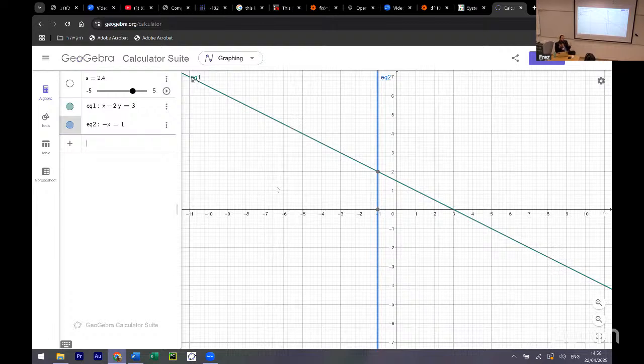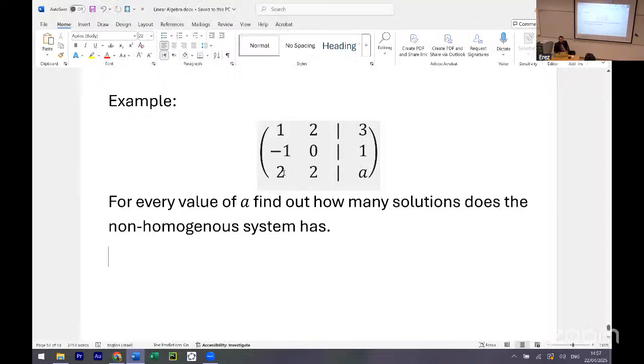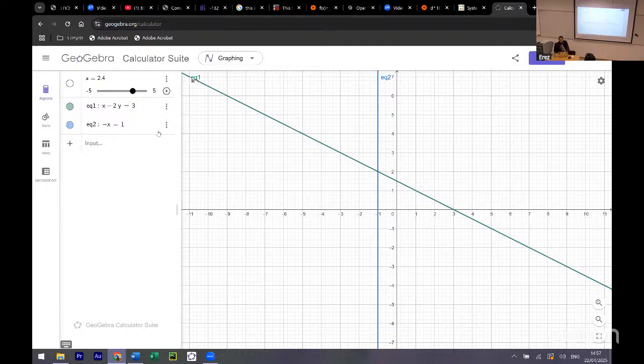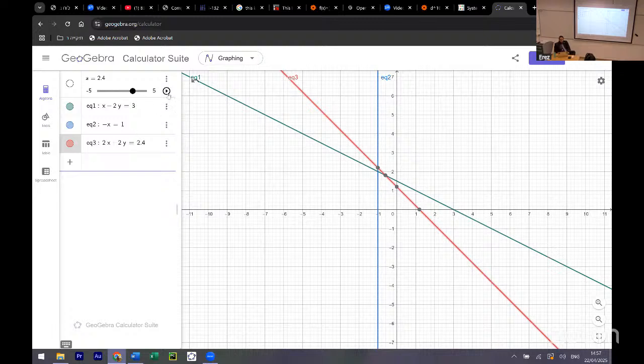Okay, geometrically, algebraically, like I said, we just eliminate the matrix, go to the echelon form, and we find out. But geometrically, the line could pass through these points or not, and it depends on A. So the next line is 2x plus 2y equals A. And now I can change A.